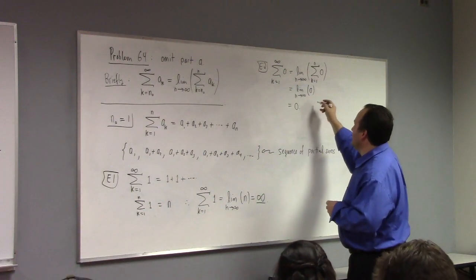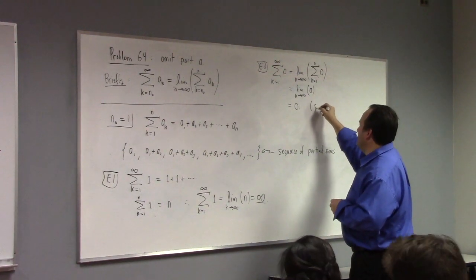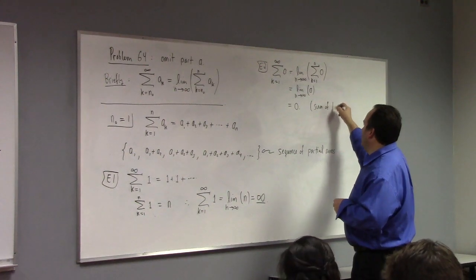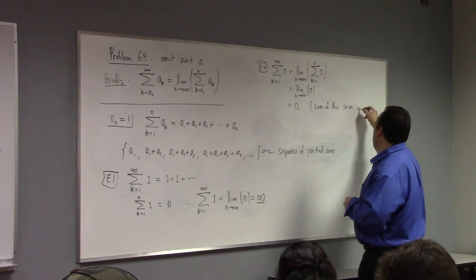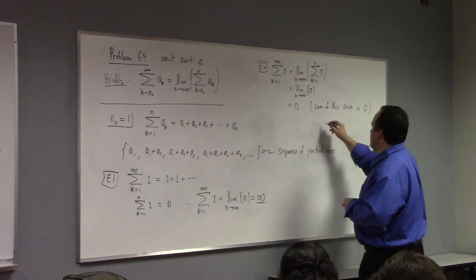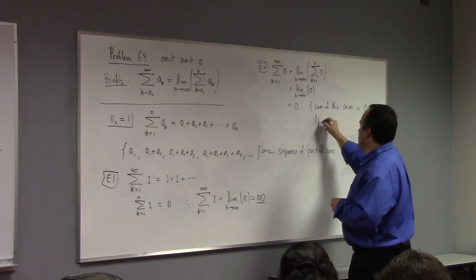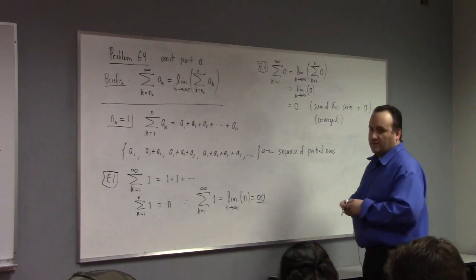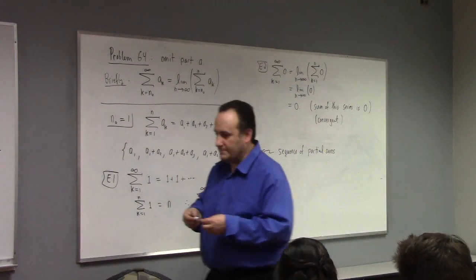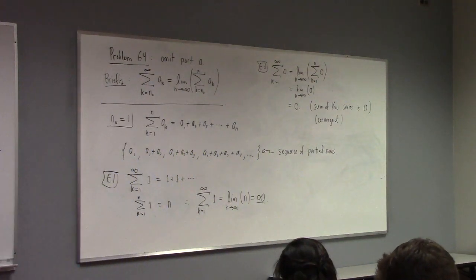So there you go. In fact, the sum of this series is 0, right? So this one is convergent, or you could say it's summable. More than that, its sum is 0. Great.